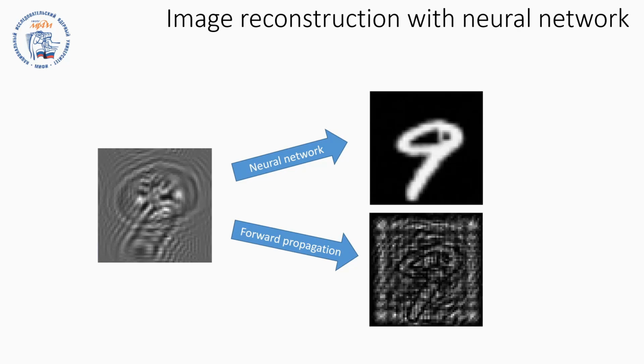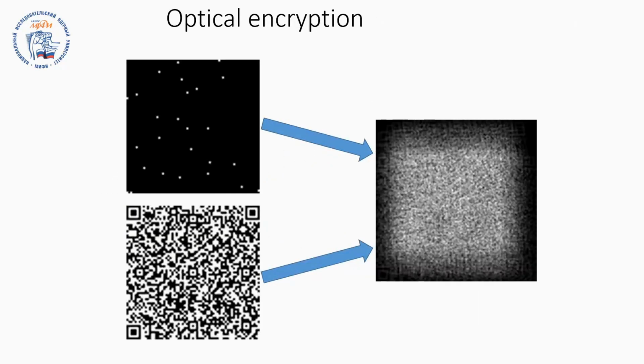Optical encryption is the highest-speed method of data protection. It is achieved by convolution of an image and an encryption key. Object information from the resulting encrypted image is hardly recoverable without the key.